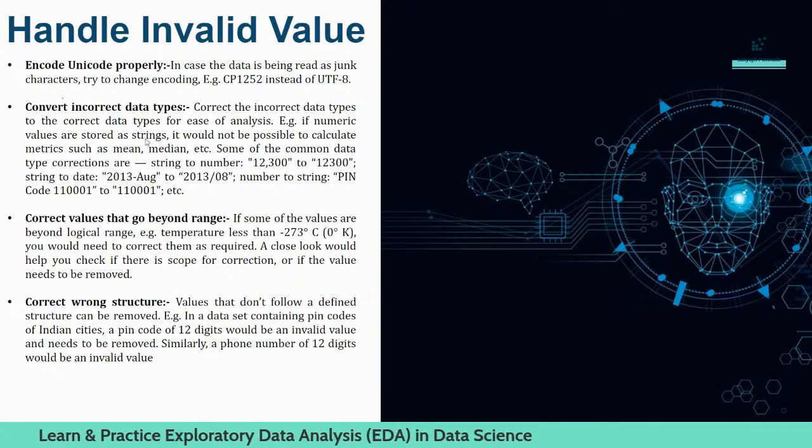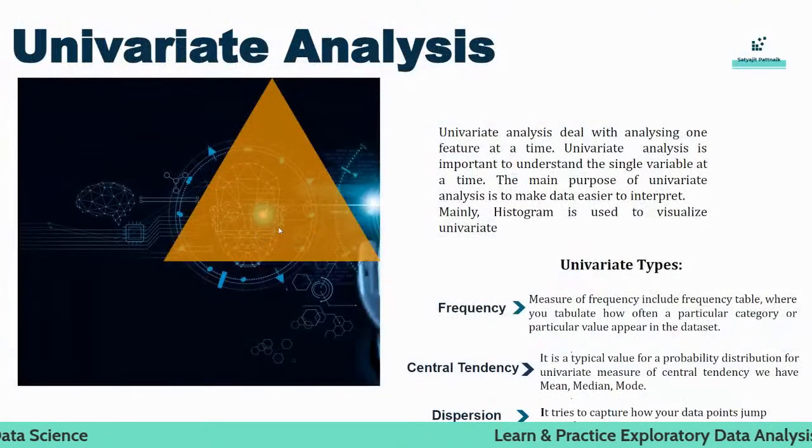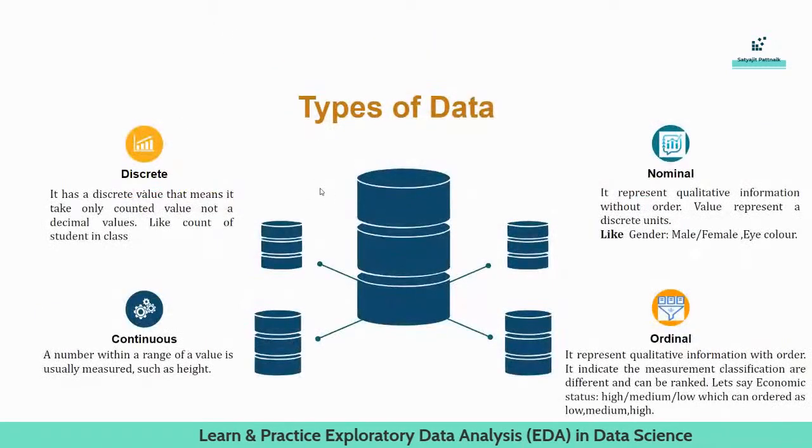Okay, correcting the invalid data types, or correcting values that go beyond range, or correcting the wrong structure. Okay. Then comes your univariate analysis. I think I have covered this. Types of data I have covered.